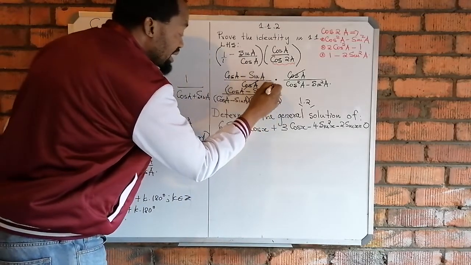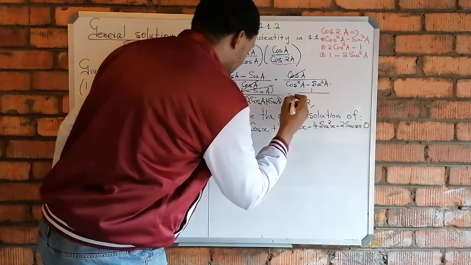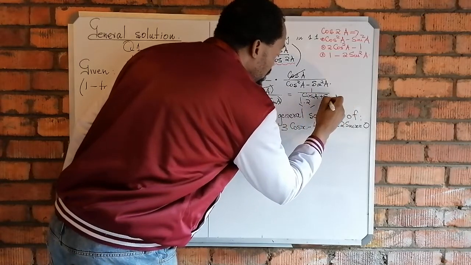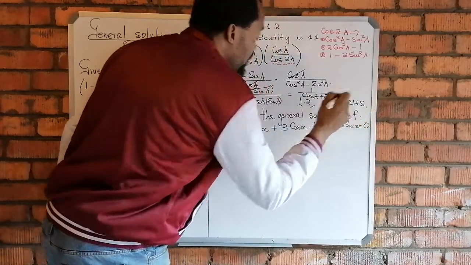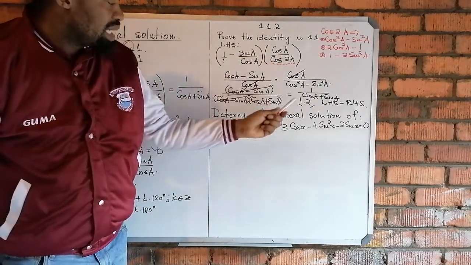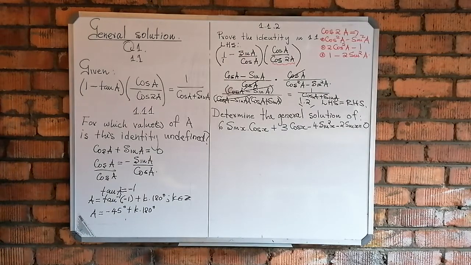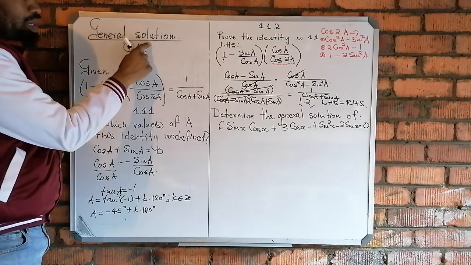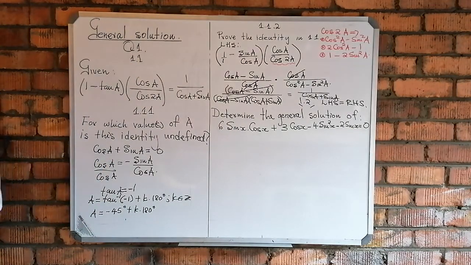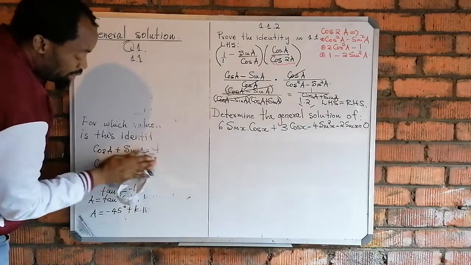Now, from this, I can cancel the same. Therefore, we shall be left with 1 divided by cos A plus sine A. Then we conclude that the left-hand side is equal to the right-hand side. We have proved the identity. We have proved that this is actually equal to 1 divided by cos A plus sine A. We are moving on now. Remember, what I want to stress here was the general solution. Moving on to the next one, I think I should remove this one now because we are done with it, so that we get a little bit of space here.